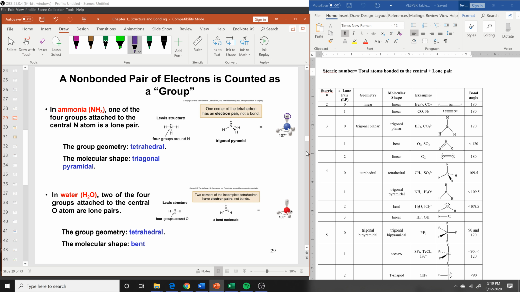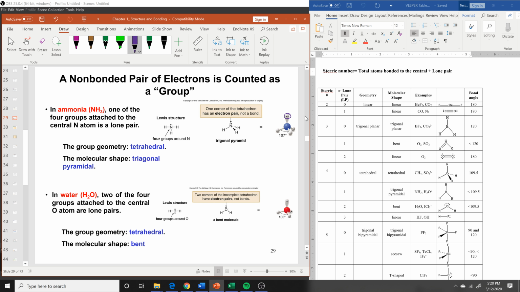Now the bond angle, instead of being 109.5 for the regular tetrahedral, because you have a lone pair, is going to be less than 109.5. How much? You don't have to know how much, but just know that it is less than 109.5 because of the presence of the lone pair. The more lone pairs you have, the lower the bond angle.